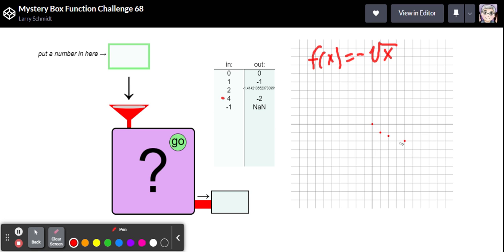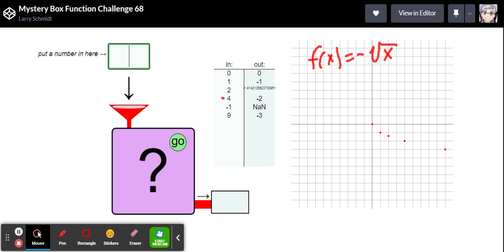Now, if you recognize this shape, you might have arrived at that answer in another way because this looks like the square root function, the shape of it, but just turned upside down, reflected over the x-axis. So I think that's what's going on. We could try one more value just to test. If we put in a 9, what should we get? Well, the square root of 9 would be 3, and then put a negative sign in front of it. So a 9 should give us a -3.